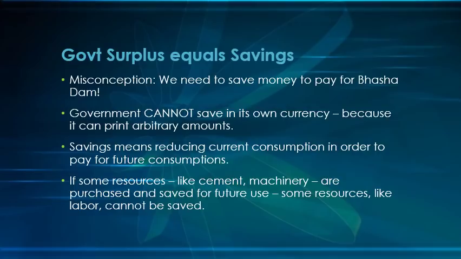The idea that the government needs to save in order to finance projects. So if we raise revenue by taxing people, then we can use that money to pay for the Bhasha Dam. This is just wrong. The government prints money. Suppose I raise 1 billion in taxes, I can just burn it. Taxation is just a reduction of the money supply that is in the hands of the people.